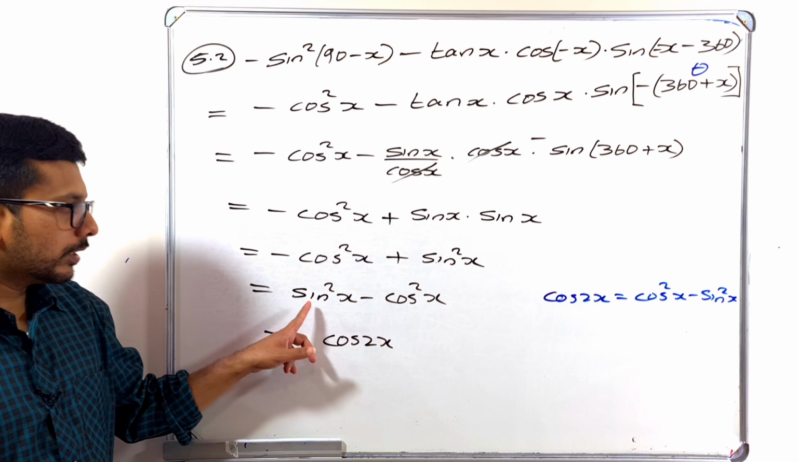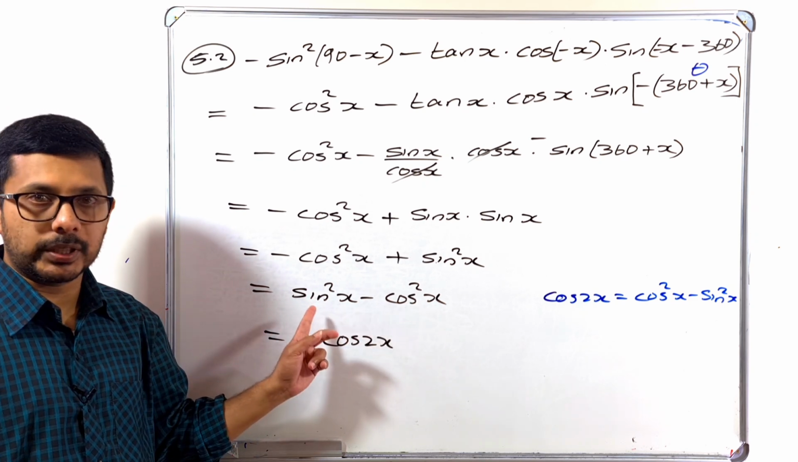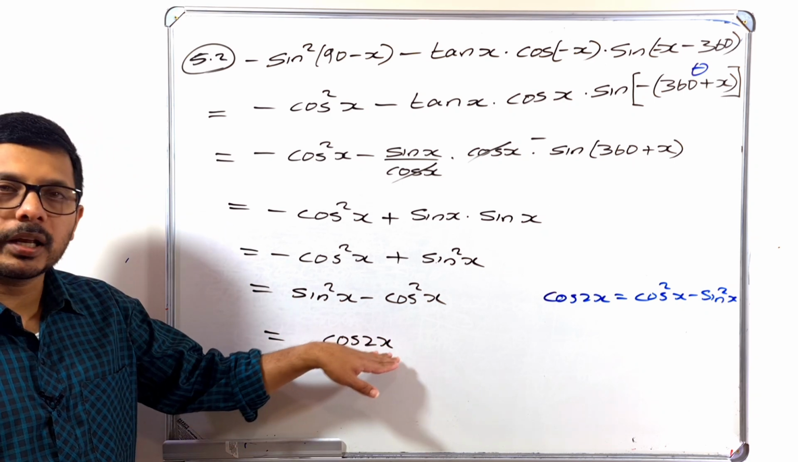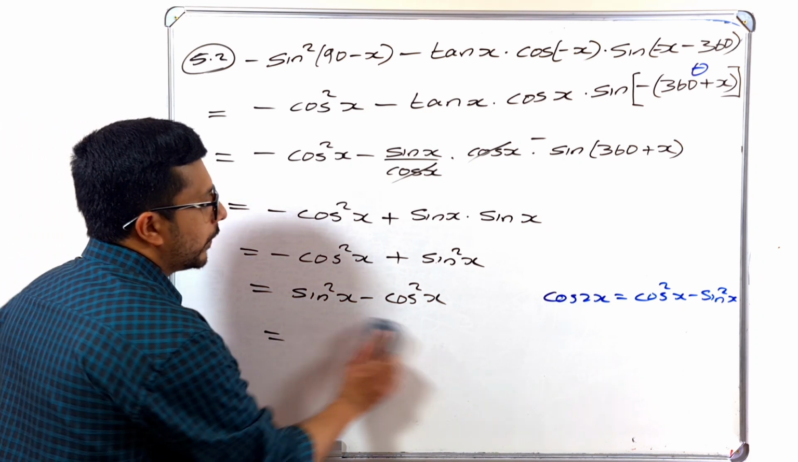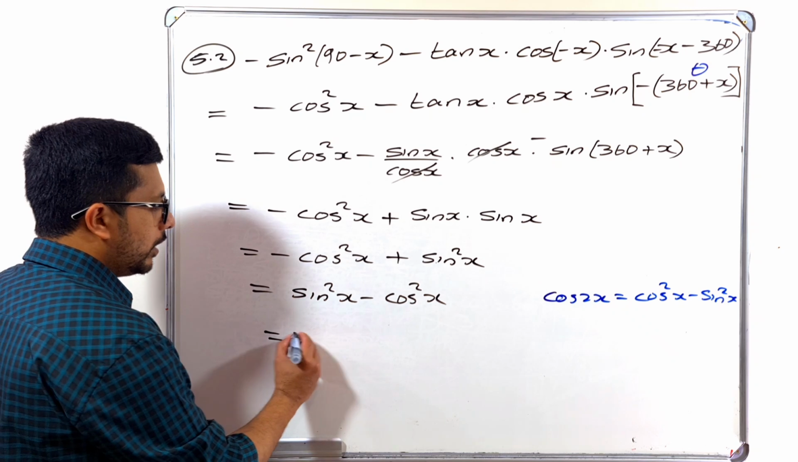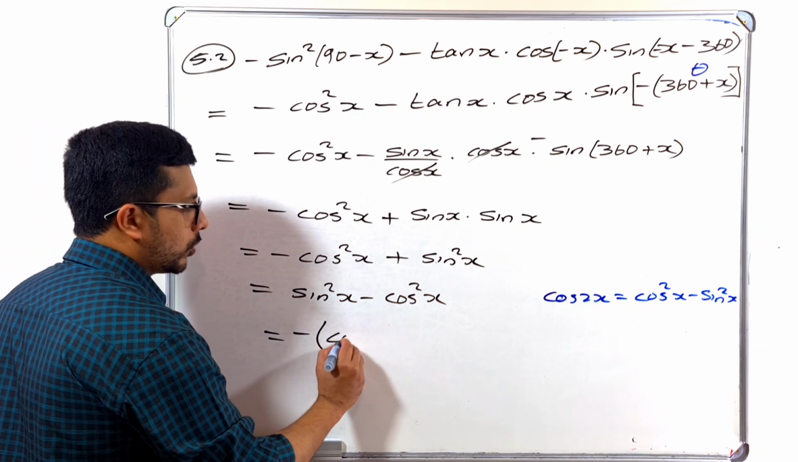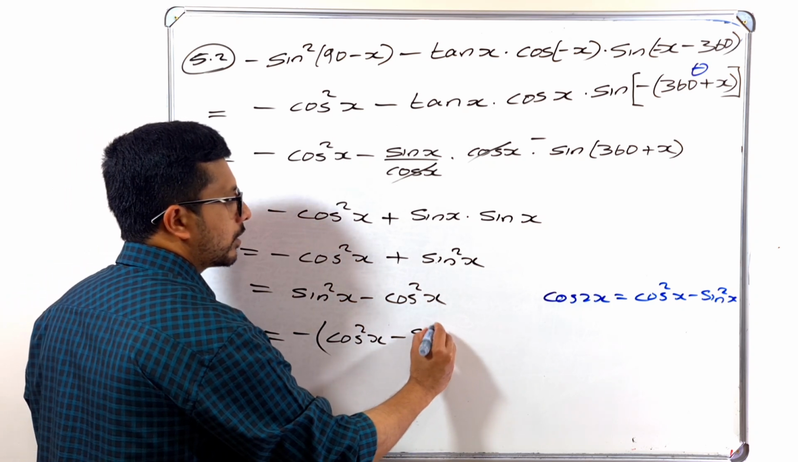But here we have sin square x minus cos squared x, not cos squared x minus sin squared x. So you can't just simply write cos 2x here. That is wrong. What you have to do is take minus as common factor. So take a minus as common factor from here like this, then write this one as positive cos squared x minus sin square x.